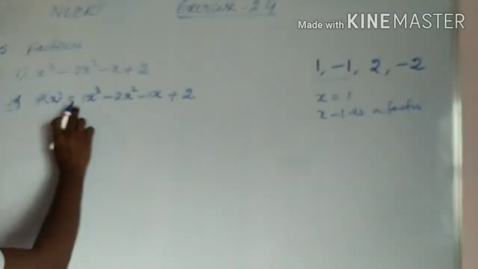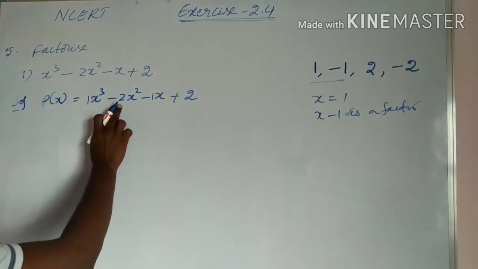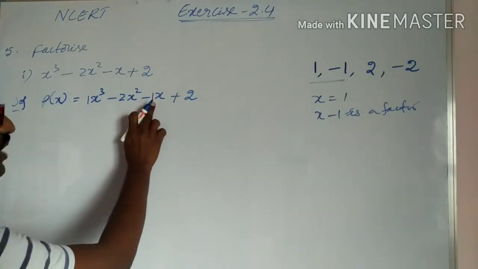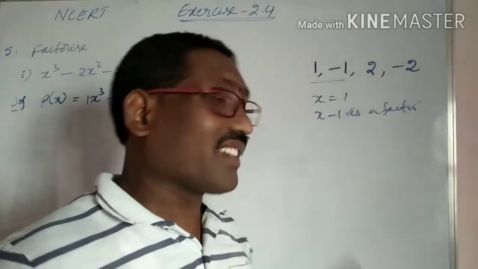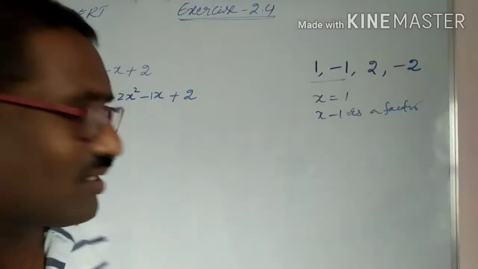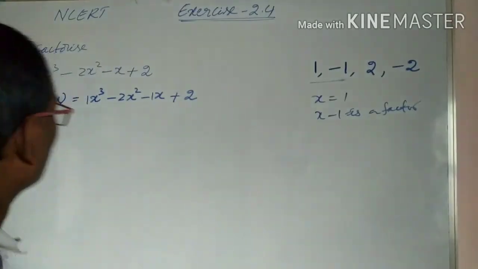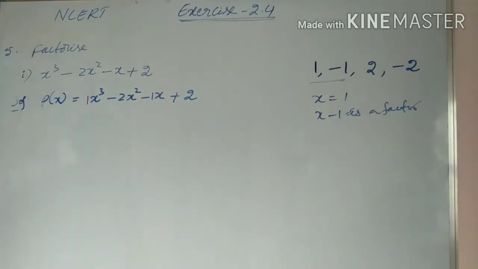Now do here 1 minus 2, how much? Minus 1. Minus 1 minus 1, minus 2. Minus 2 plus 2 is equal to how much? 0. Yes, it is a factor. You can do it like that, simple. Otherwise, you can try it this way. Now I am taking x is equal to 1.